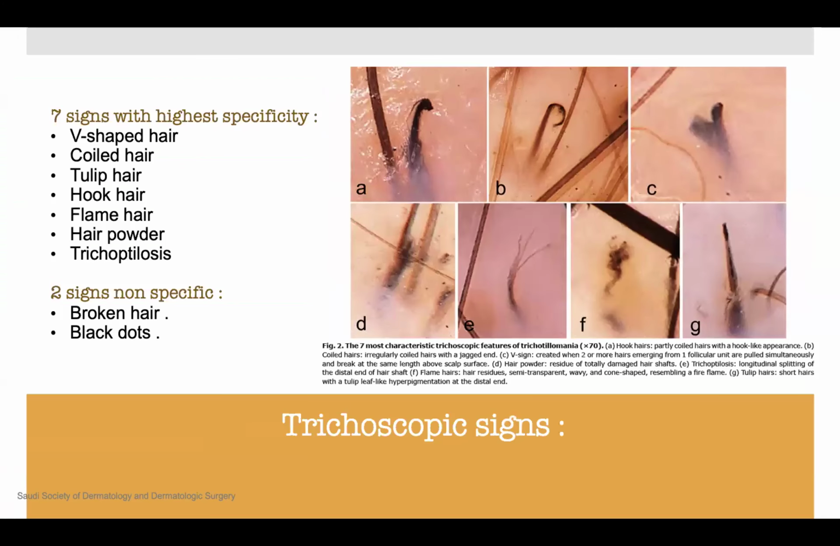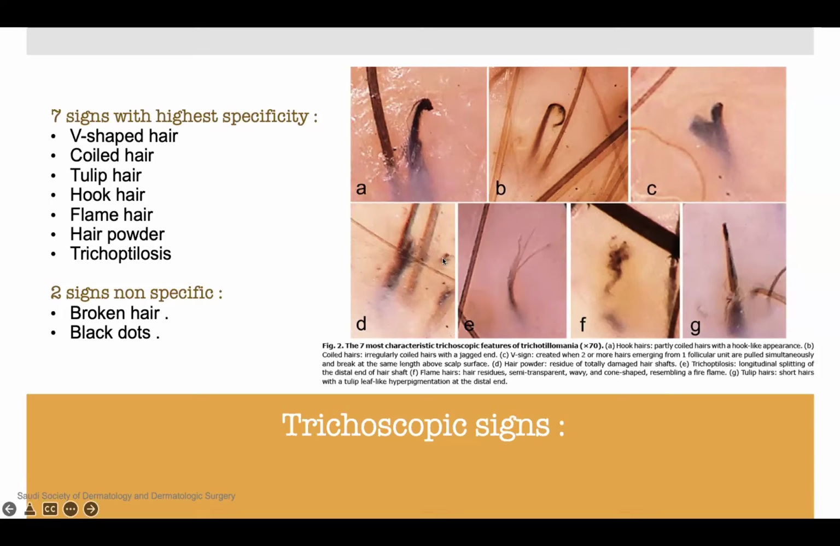Okay, so this is a very high yield for exam purposes. There are 7 signs with high specificity on trichoscopy in patients with trichotillomania. To start with, we can see here the V-shape hair. Then we can see also the coiled hair, as we can see here. And this one, the tulip hair, then flame hair, hair powder, trichoptilosis, which is split hair ends, and hook hair.